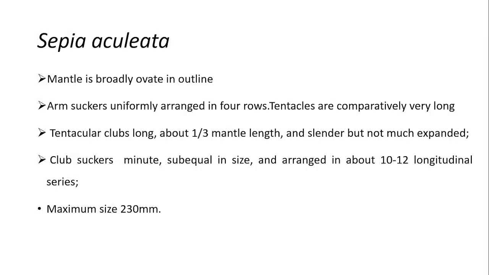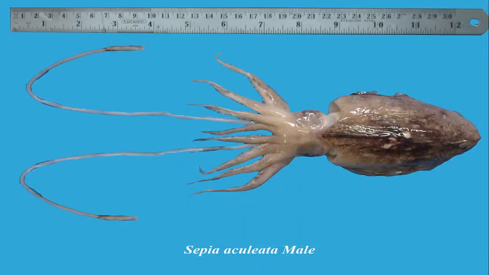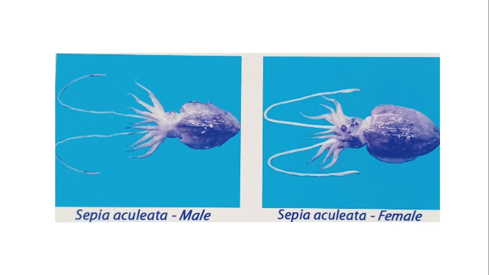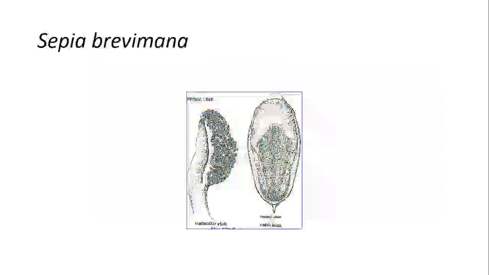The key characteristics of Sepia aculeata: the mantle is broad, ovate in outline. The arm suckers are uniformly arranged in 4 rows. Tentacles are comparatively very large. The tentacular club is long, about one third of the mantle length, and slender but not much expanded. The club suckers are minute, subequal in size, arranged in about 10 to 12 longitudinal series. The maximum size of Sepia aculeata is 230 millimeters. These are the key characters for Sepia aculeata, as I mentioned earlier.